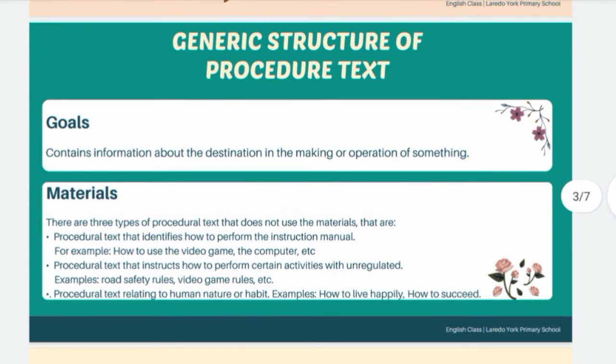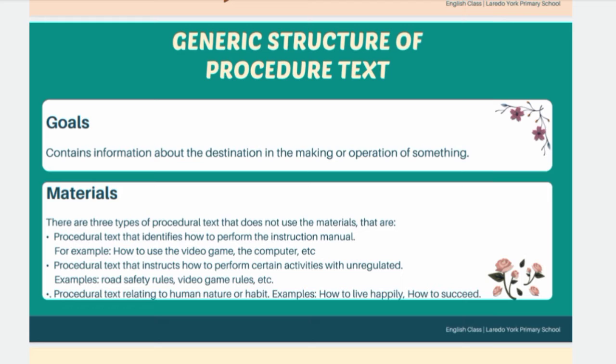Okay, then the generic structure of procedural text. The procedural text has a structure. The first structure is goals. The goals contain information about the destination in the making or operation of something. Okay, then the second structure is material.